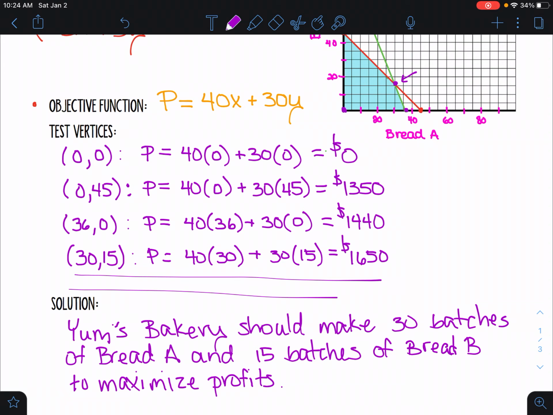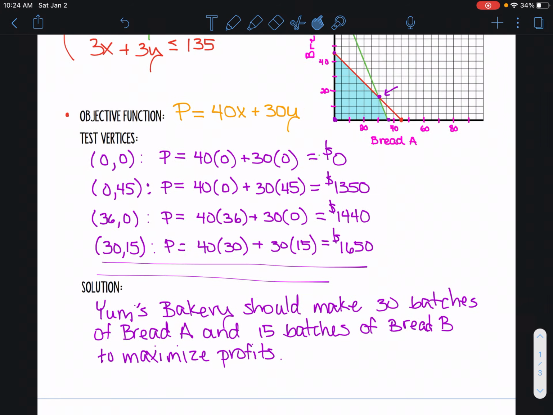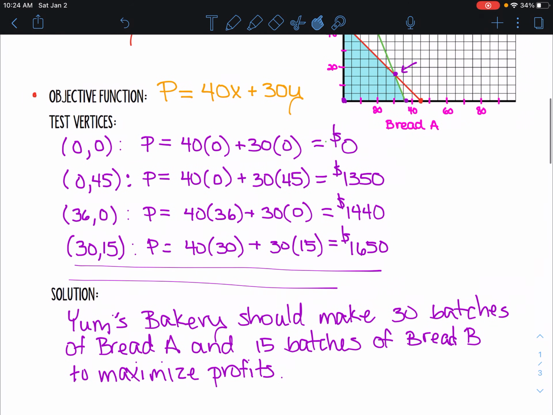In this case, if they said to minimize, obviously the 0, 0 would be the lowest. So it depends on what you're asking for. Okay, this is profit, so maximizing makes sense. All right, hope that makes sense.